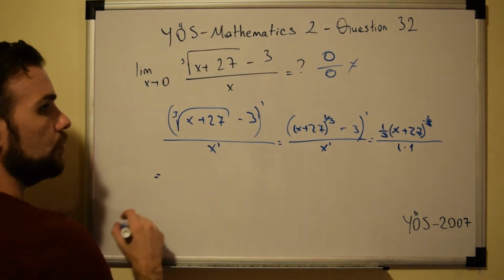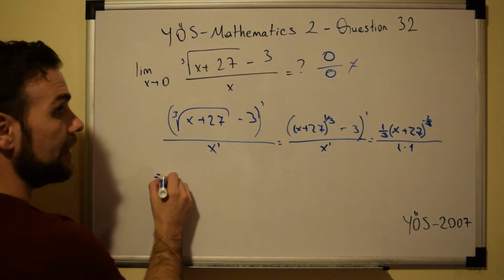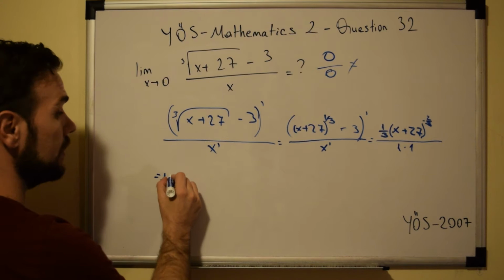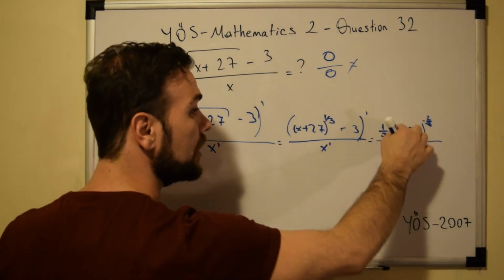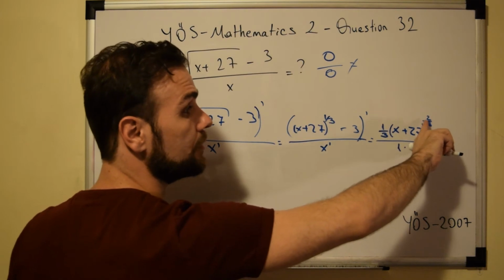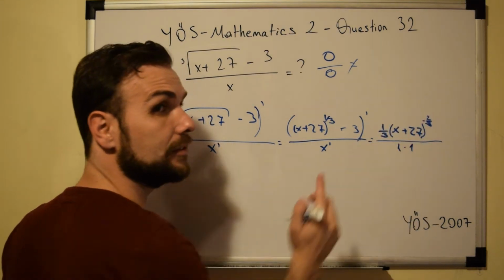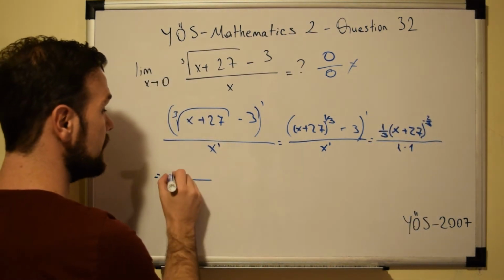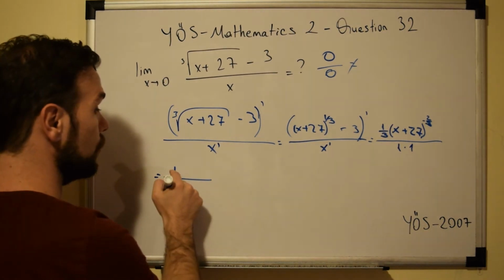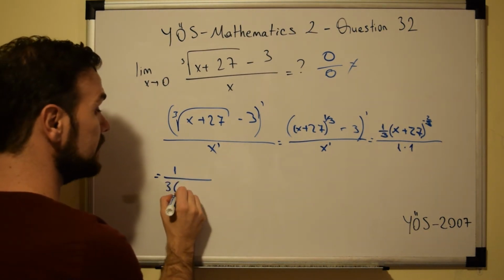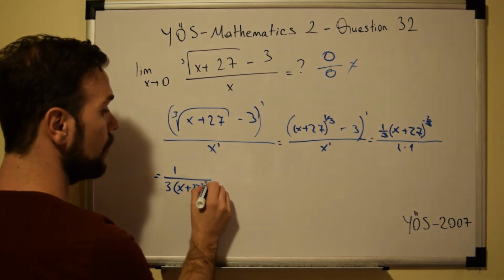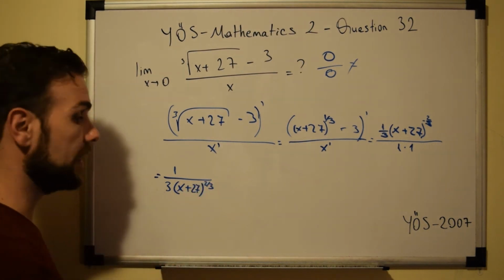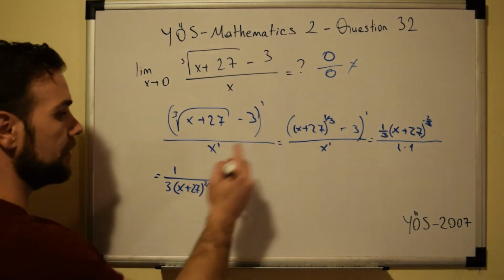Now, what do we have? We have 1 over 3 times, how can we write this expression in order for us to get rid of the negative exponent? We can write it as 1 over 3 times x plus 27 to the power of 2 over 3. So this is another way we can write this exponent.